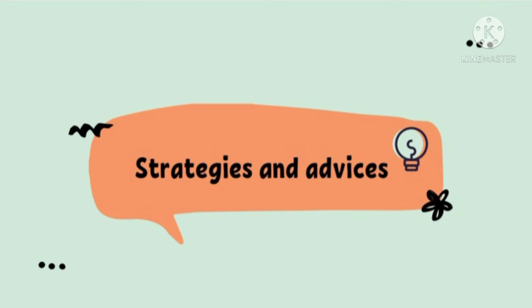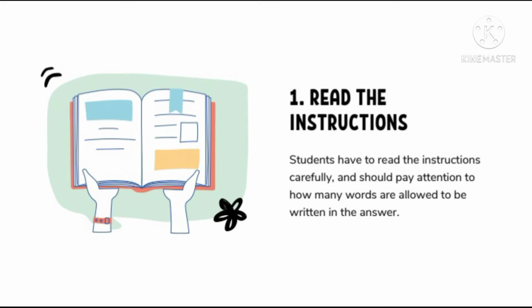Strategies and advices. 1. Read the instructions. Students have to read the instructions carefully and should pay attention to how many words are allowed to be written in the answer. For example, in the instructions, you can put: write no more than 3 words or numbers for each answer. This will depend on the topic of the activity. Obviously, if the student writes more than 3 words, the answer will be incorrect, even if the information they wrote down in the activity is correct.